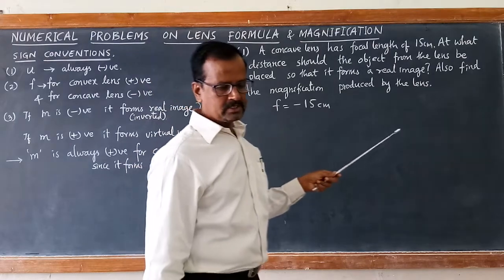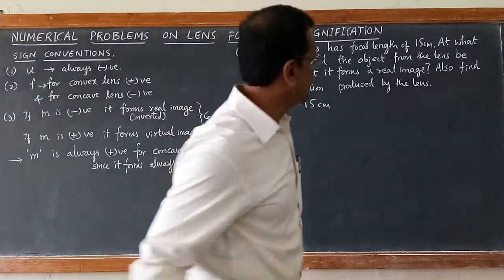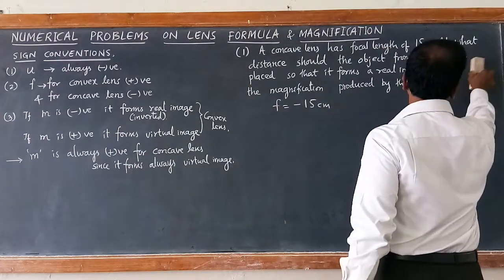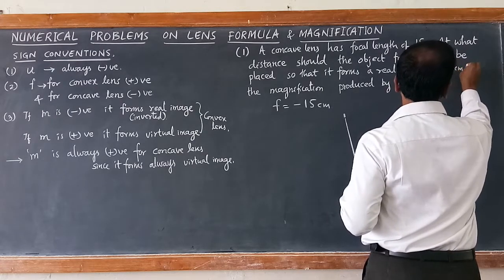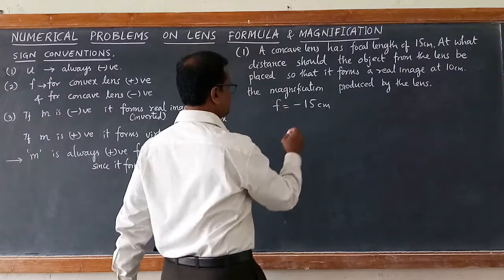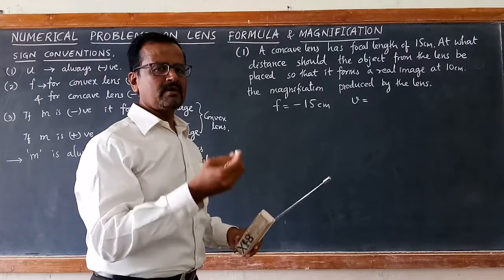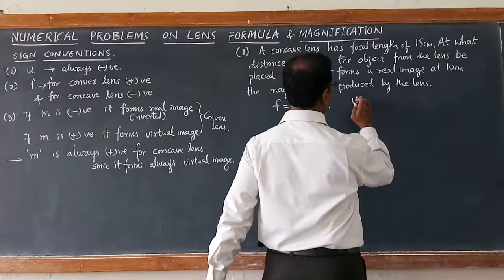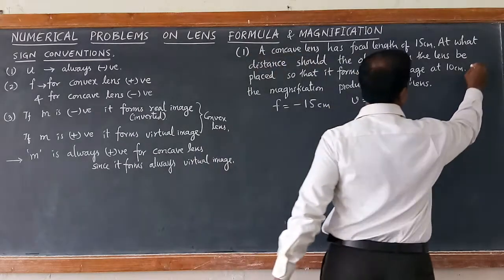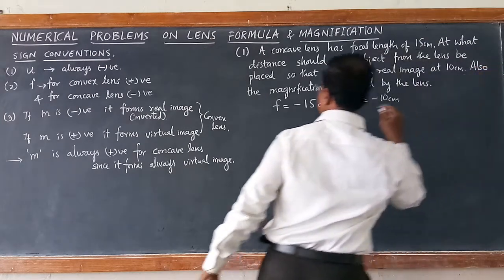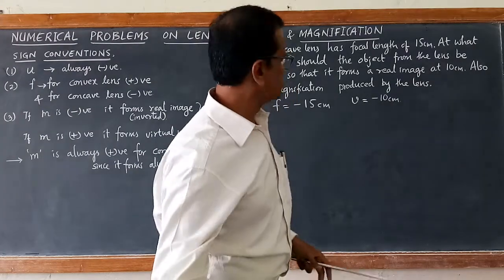Real image at 10 centimeter. So that is missing. So the image distance is given. Image distance is 10 centimeter. As I said, for a concave lens, the image is always found on the same side. Therefore, V, the image distance, must be minus 10 centimeter. Then also find the magnification produced by the lens. So this is the question.